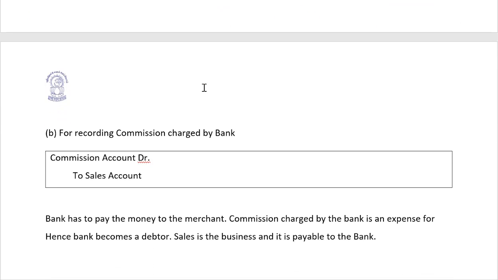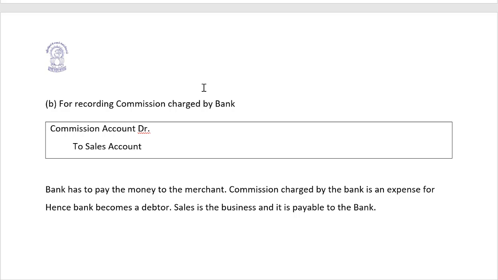For recording commission charged by the bank. So bank will charge commission. Because he has made the sales, he is paying for commission. So commission account debit, say 1000, to bank 1000. Bank has to pay the money to the merchant. Commission charged by the bank is an expense, obviously, and hence the bank becomes the debtor. Sales is the business and it is payable to the bank.